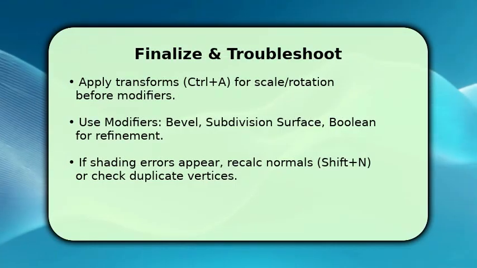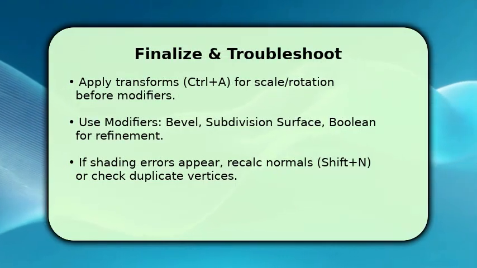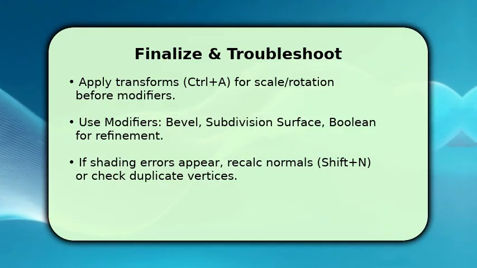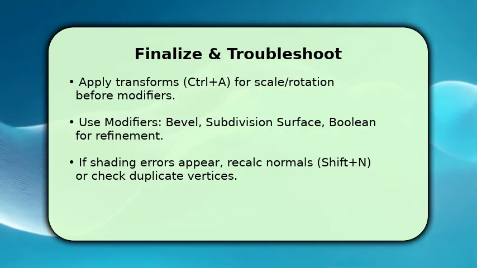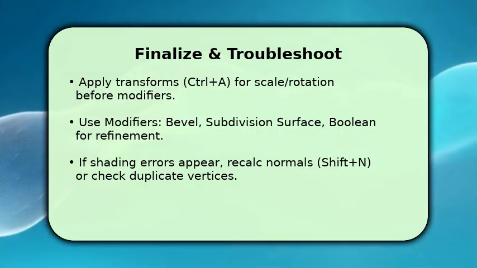Then add modifiers like bevel for crisp edges, subdivision surface for smoothness, or Boolean to cut shapes. Stack and adjust them non-destructively. When satisfied, join objects with Ctrl+J or export. If something looks wrong, faces dark or holes, make sure to recalculate normals with Shift.